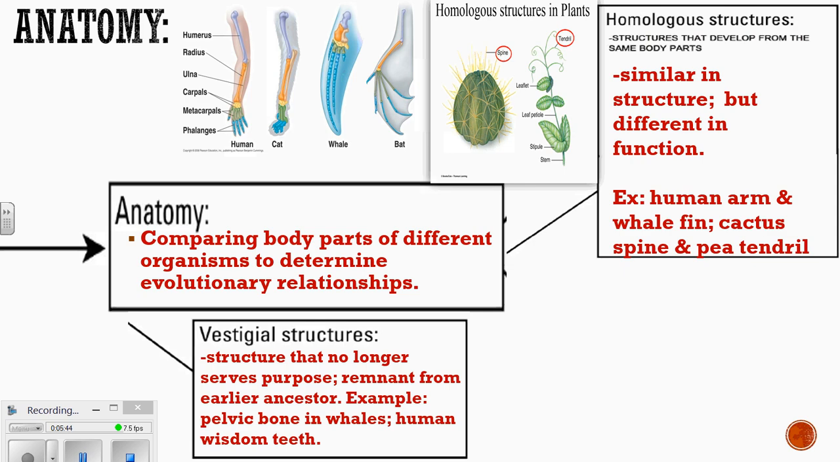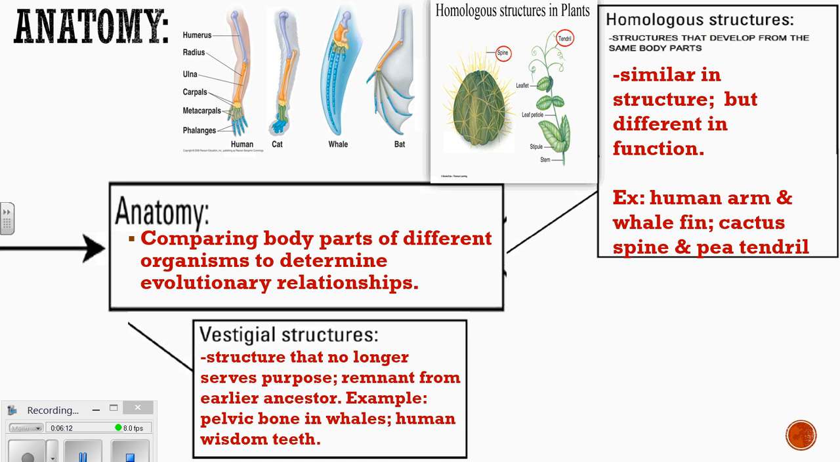Okay, next line of evidence. Number 4 is anatomy. Anatomy is comparing body parts of different organisms to determine evolutionary relationships. We're going to start first with homologous structures. Homologous structures are structures that develop from the same body parts. They are similar in structure, but different in function.